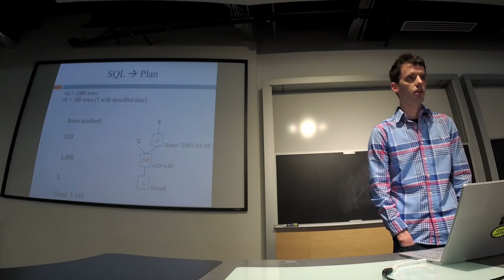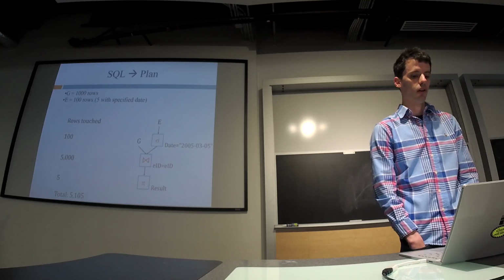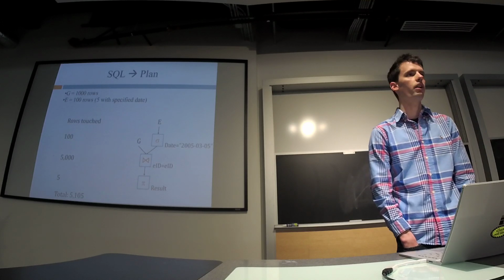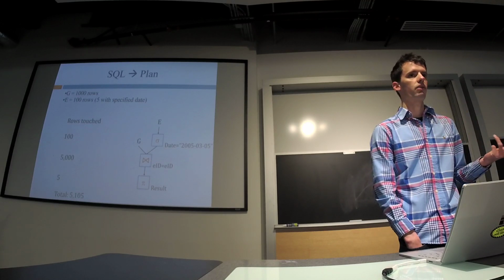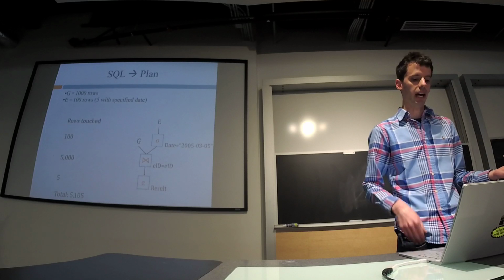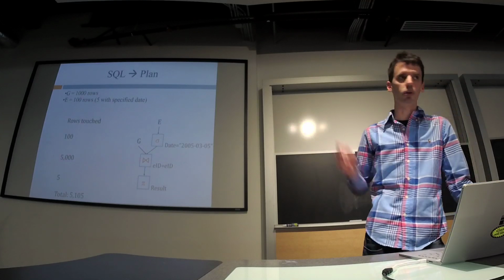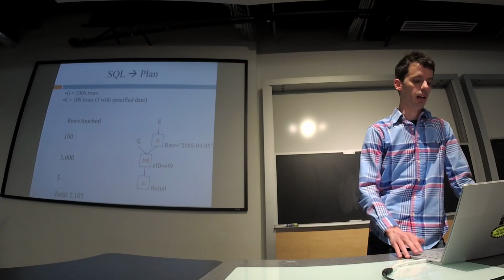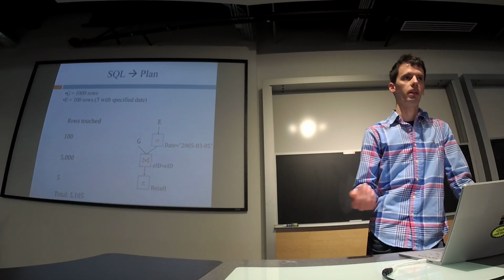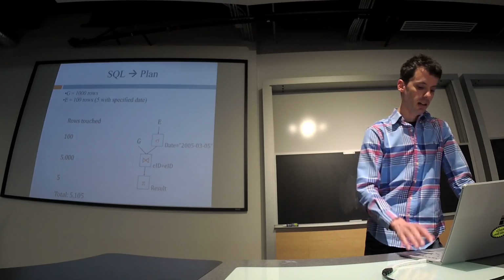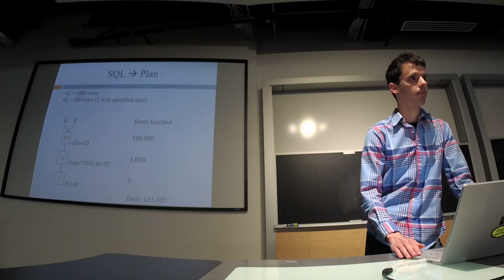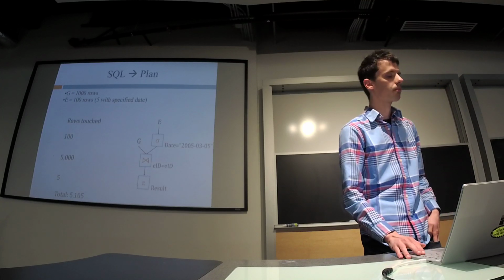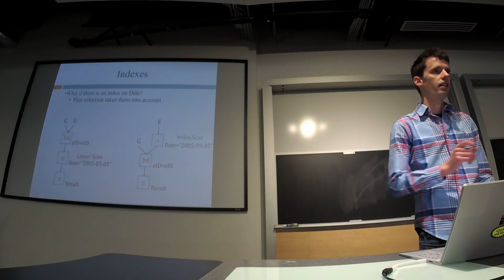Versus this one. Filter first on the date. So we have to look at all 100 events to do that filter. But then we end up with just 5 events coming out of that. So 5 times 1,000 to compute the join, and then 5 to do the projection. So we end up with roughly 5,000 instead of roughly 100,000 rows touched. But this is actually not even the whole thing.